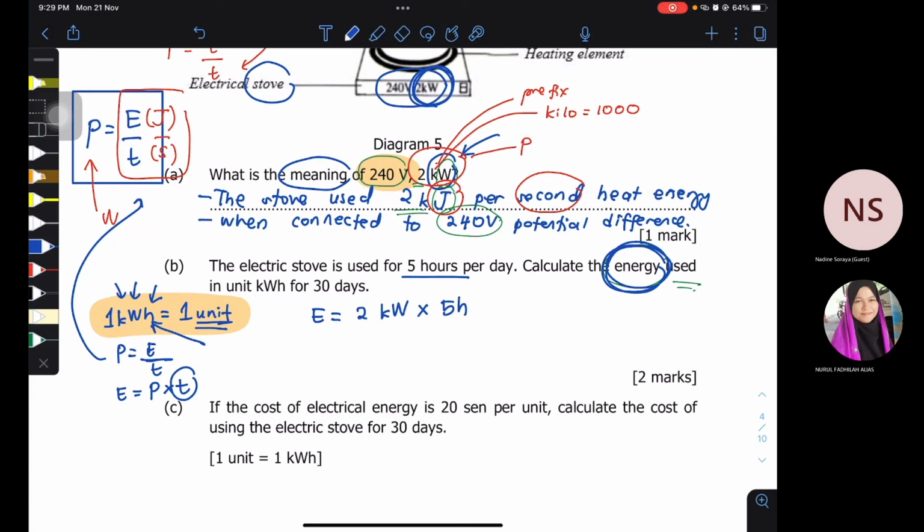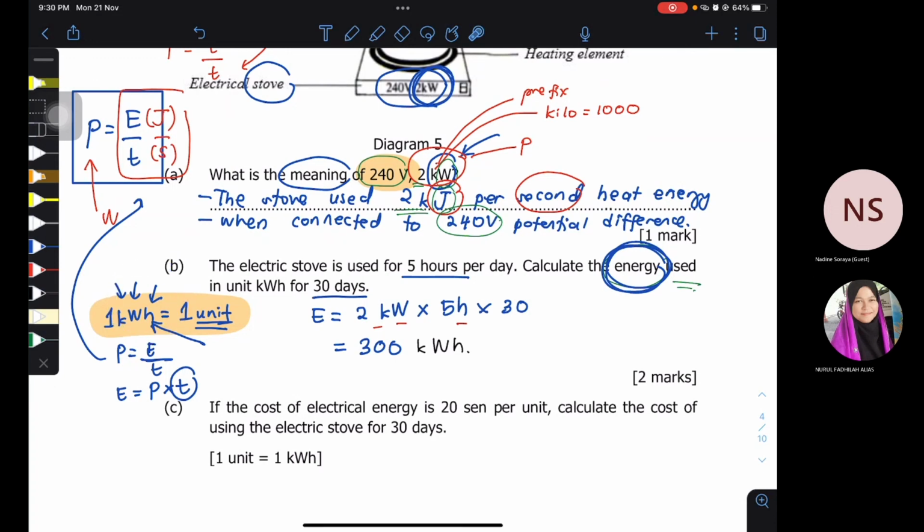But how long? For 30 days. For 30 days of payment. 30 days. So, what is the total energy? Press the calculator, how much? 300. What's the unit? So, write all the units that are there. Kilowatt hour. Same, right?